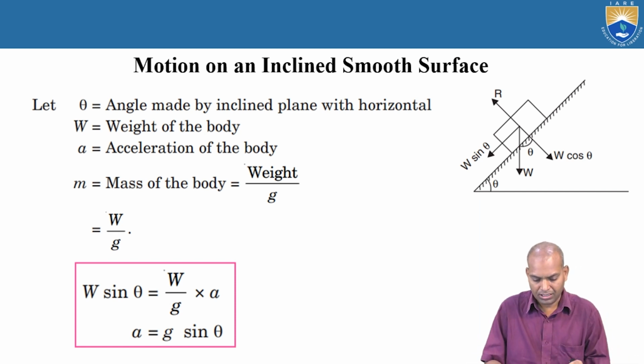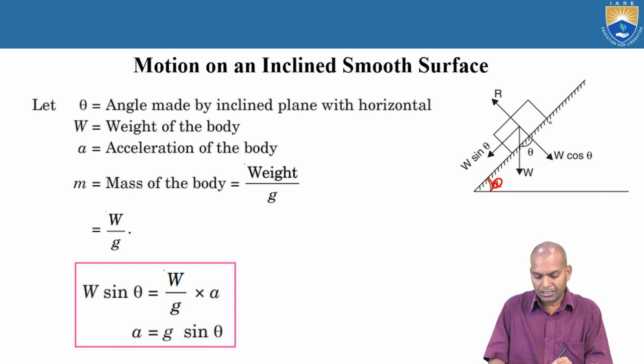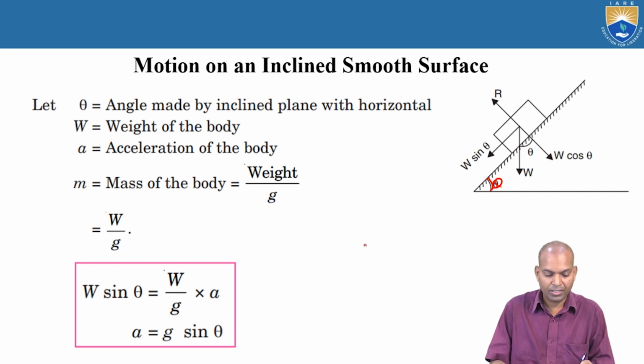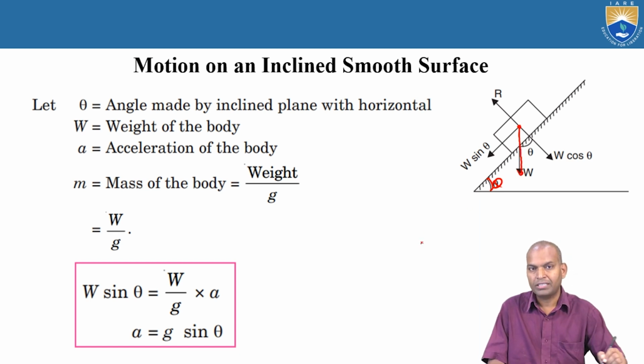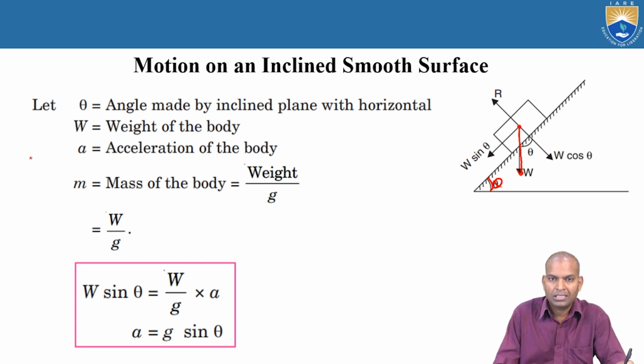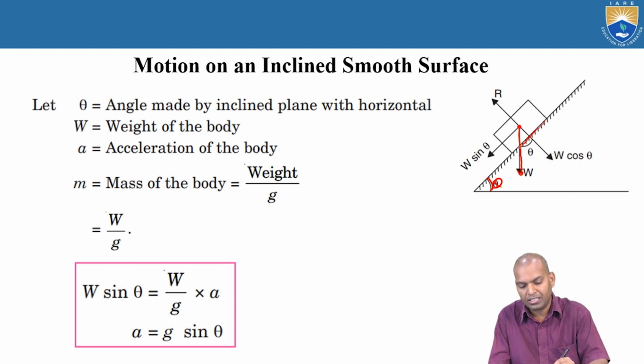There is a weight, and theta is the inclination. Here is the inclined plane, whose angle with the horizontal is theta, and W is the weight of the body on the surface, and A is the linear acceleration of the body. Now the weight is acting downwards, passing through the center of gravity of the body, and the normal reaction, according to the principle of normal reaction, is normal to the inclined plane or normal to the surface. This is the normal reaction, which is acting upwards.